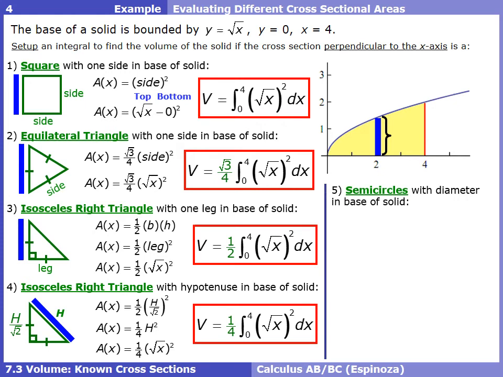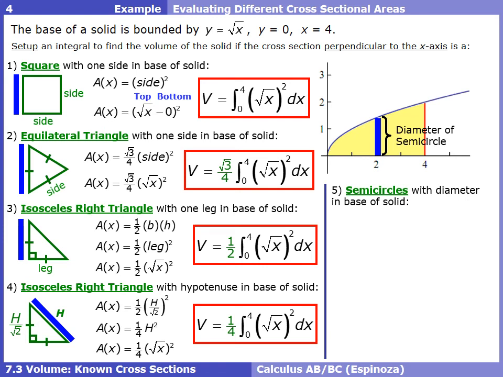The last possible one that could potentially appear in an AP test question, of course there's many other shapes we could do this for, we could keep on going, but the last one we'll take a look at here is semicircles. Same idea, but keep this in mind. The diameter of the semicircle is in the base of this solid.